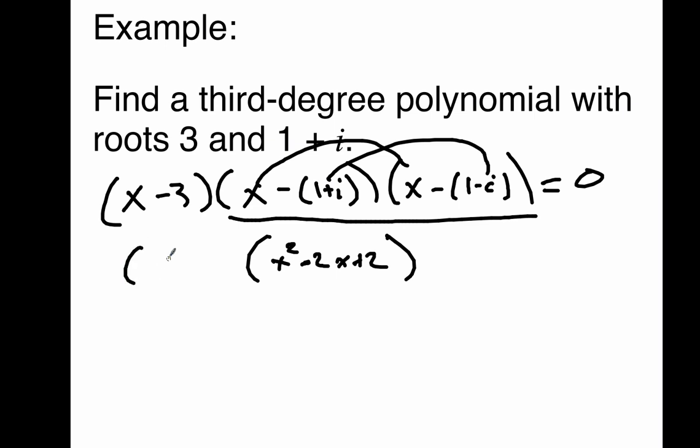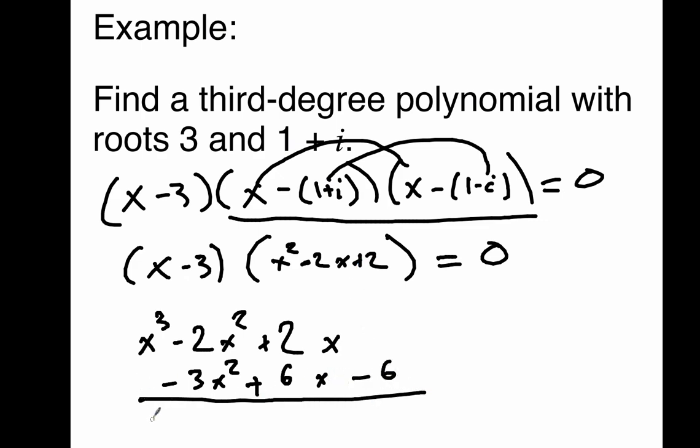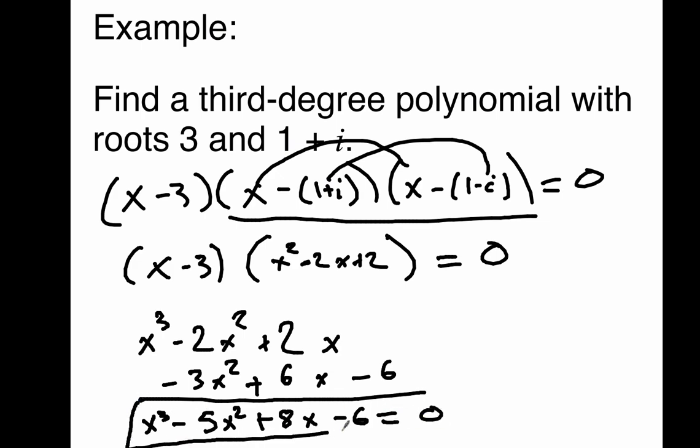Okay, so here we go, and then we got to multiply that times x minus 3. So if you multiply each of these terms by x first, you get x cubed minus 2x squared plus 2x. Then if you multiply each term times negative 3, negative 3 times x squared is negative 3x squared. Negative 3 times negative 2x is a positive 6x. And negative 3 times positive 2 is a negative 6. So you end up with x cubed minus 5x squared plus 8x minus 6 equals 0. This is the polynomial equation with roots at 3, 1 plus i, and 1 minus i.